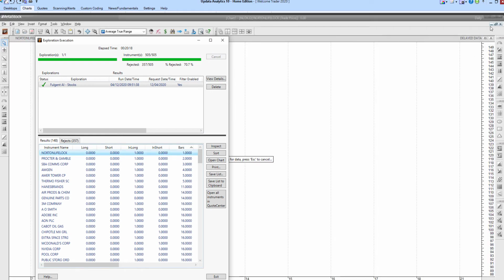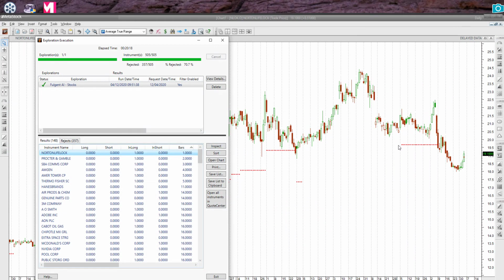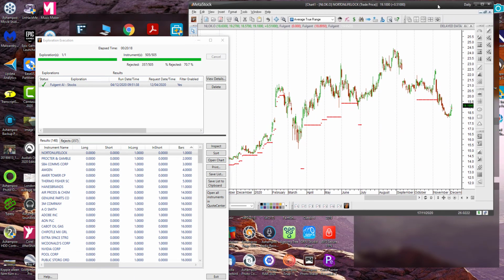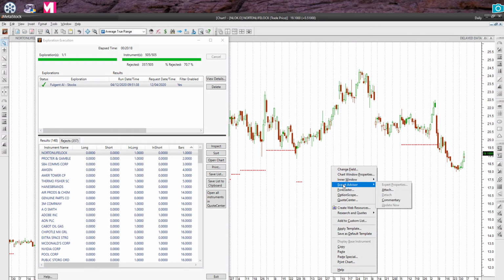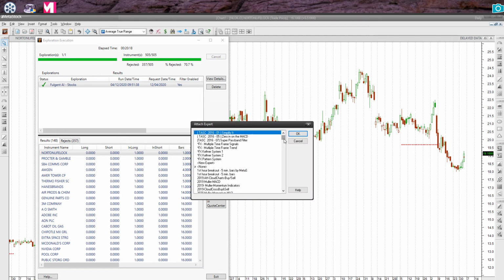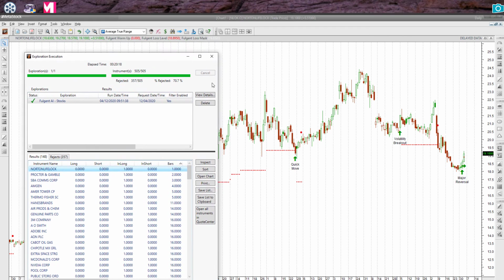Maximize that window. I don't know why it's not maximizing to the top, oddly enough. I'm just going to load the actual expert advisor on the chart to see what the signal is. Fulgent for stocks. There we go. So they expect a major reversal on Norton LifeLock, so there should be some upside potential in that. So the AI has generated a long.